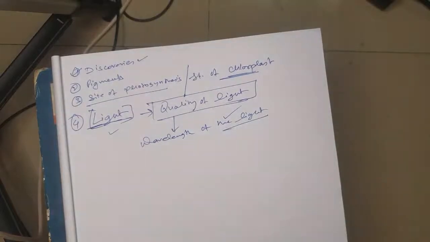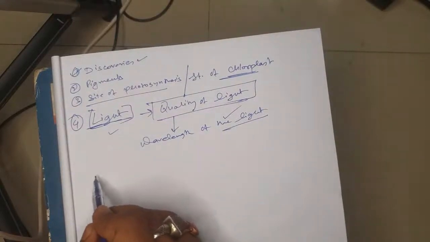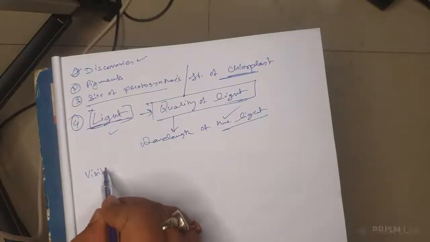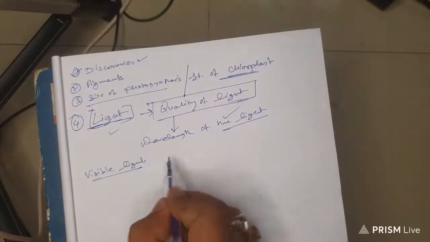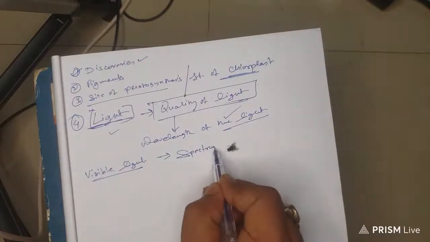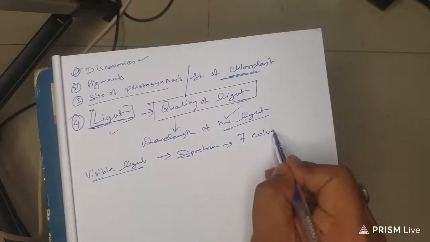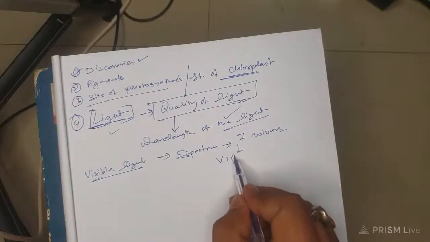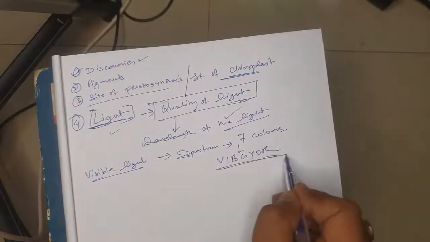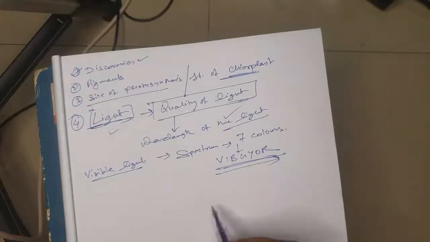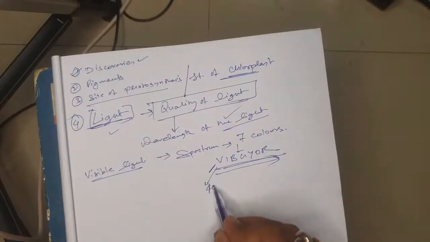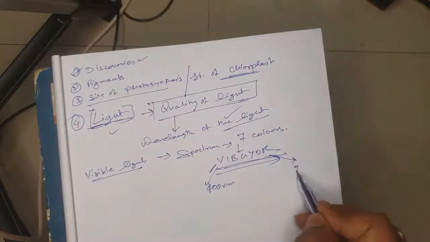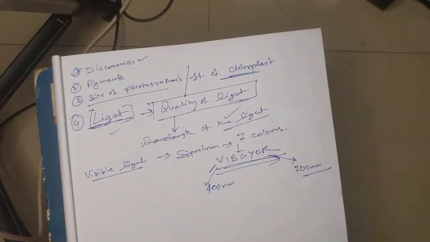Because you definitely know very well that visible light, if broken down into a spectrum, breaks down into 7 colors, which are violet, indigo, blue, green, yellow, orange and red, VIBGYOR, which is increasing in wavelength. It has the lowest wavelength, which is around 400 nanometer, and this end is around 700 nanometer, which you know, right?